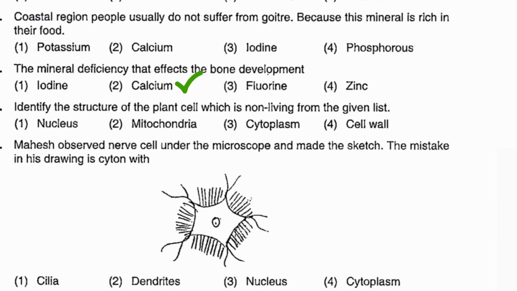Identify the structure of plant cell which is non-living from the given list. Cell wall. The reason is it is made of cellulose, non-living. Mahesh observed a nerve cell under the microscope and made a sketch. The mistake in his drawing is cyton with cilia. Reason: neurons do not have cilia on cyton.